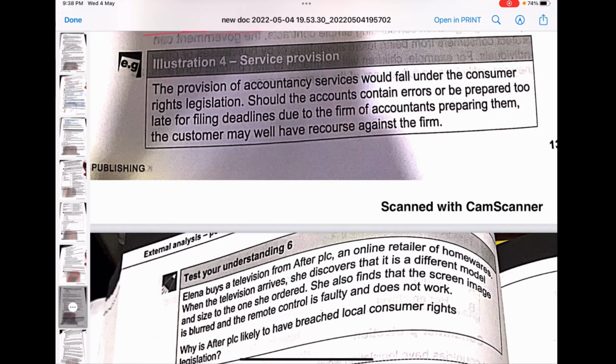Illustration. Service provision. The provision of accountancy services would fall under the consumer rights legislation. Should the accounts contain errors or be prepared too late for filing deadlines due to the firm of accountants preparing them, the customer may well have recourse against the firm.